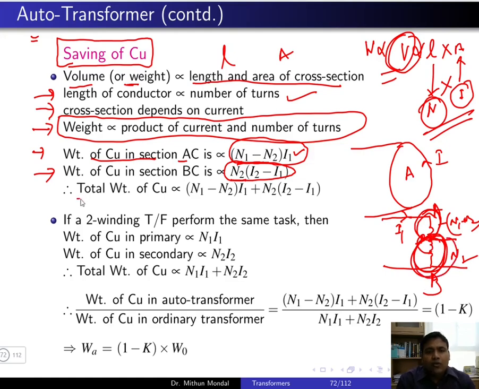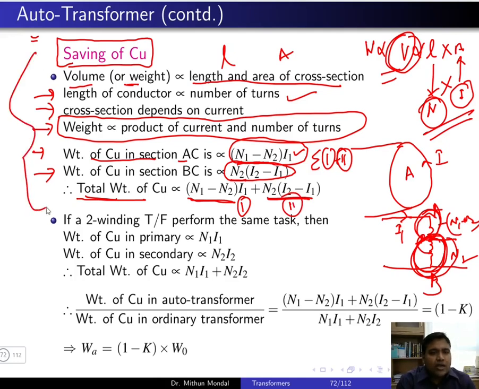So what is the total weight of copper then? The total weight of the copper will be the summation of the first quantity plus the second quantity. So (N1 minus N2) into I1 plus N2 into (I2 minus I1). This is coming from the AC part, and this is coming from the BC part. This is what we have discussed for an auto transformer: the total weight of the copper.